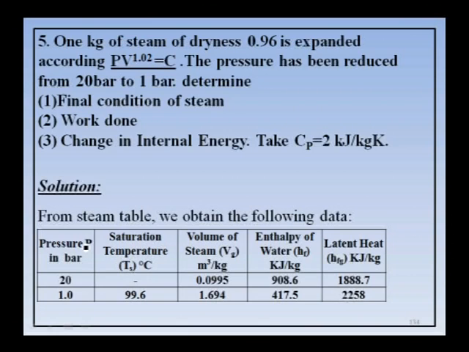Determine the final condition of steam, work done and change in internal energy by taking Cp is equal to 2 kilojoules per kg Kelvin. It is a polytropic process, that is PV to the power of n is equal to constant. I have taken the initial pressure of 20 bar and final pressure of 1 bar. The Vg, Hf and Hfg values I have taken from the steam table. So first we should find the final condition of steam.